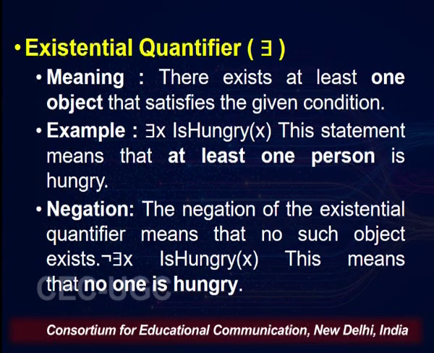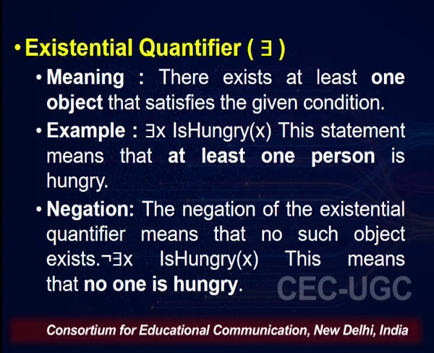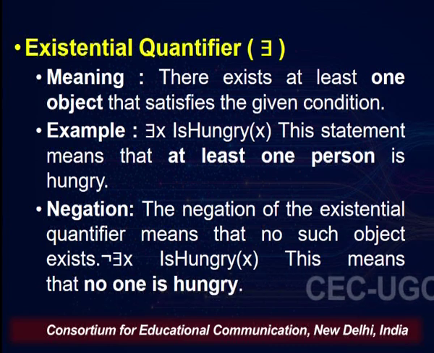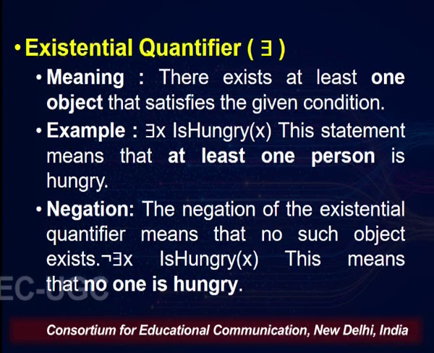So, negating the existential quantifier is different from negating the universal quantifier. When we negate the existential quantifier, that means no such object exists, and when we negate the universal quantifier, that means at least one exception exists. So, this is a point to be kept in mind.